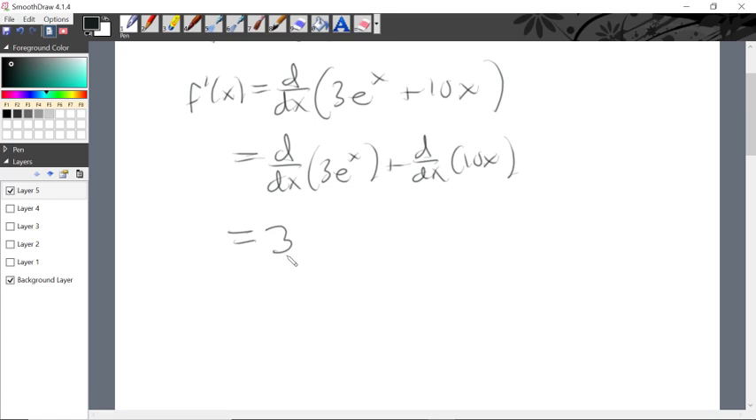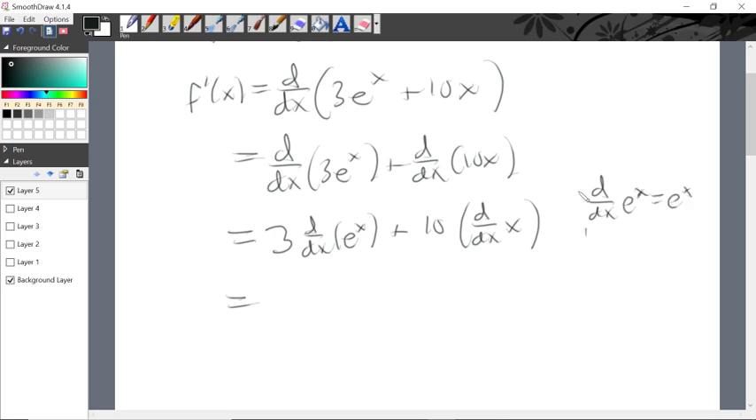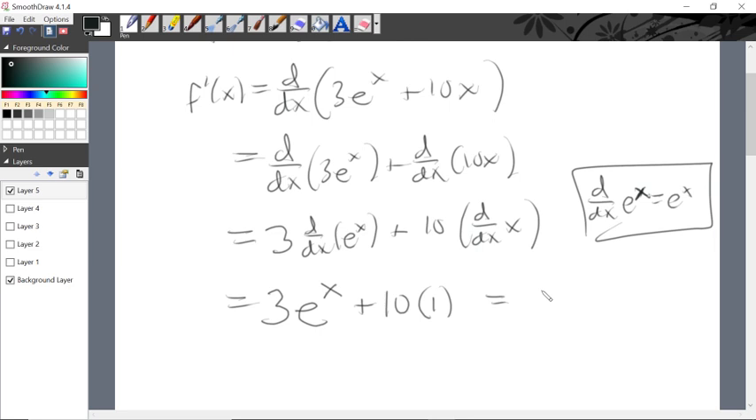And then we have the constant multiple rule here. Then we have the derivative of e to the x. And then here we have a constant multiple. And then we have the derivative of x. So we have the derivative of e to the x equals e to the x. We have that rule there. Okay, so this first term is just 3e to the x. And then the second term, we have 10 times the derivative of x, but the derivative of x is 1. So the answer is 3e to the x plus 10.